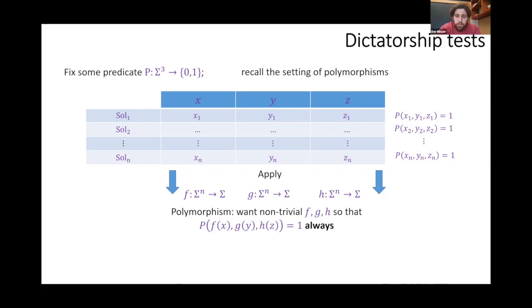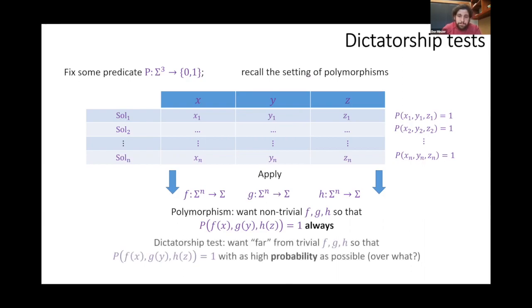And we said that this is a polymorphism if whenever I do this table and apply f, g, and h, I get a new solution to the predicate. So this is what a polymorphism is, and recall that we had this discussion about non-trivial polymorphisms, meaning we don't want you to simply pick one of the rows. This is not considered a proper polymorphism.